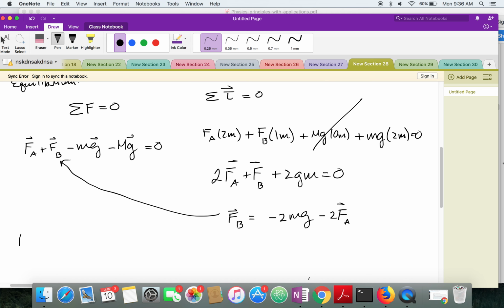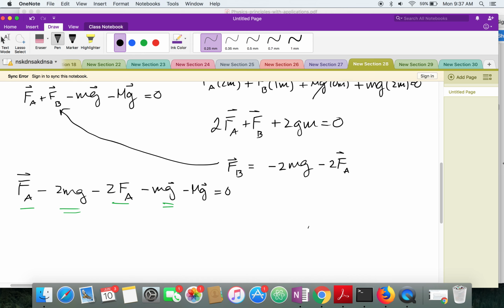So we're going to get FA minus 2FA plus 2mg minus mg minus big mg equal to 0. Now the only unknown is FA. So these are like terms and these are like terms, so I can combine those. What I'm going to get is negative FA minus 3mg, little m, minus big mg equal to 0. And I can just bring the FA over to the right and solve for FA.